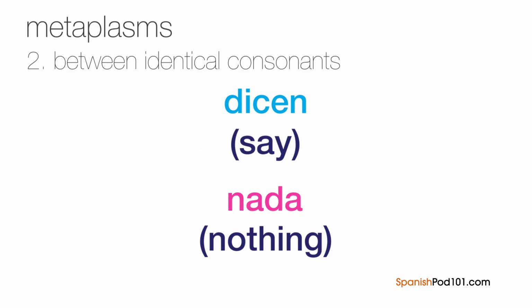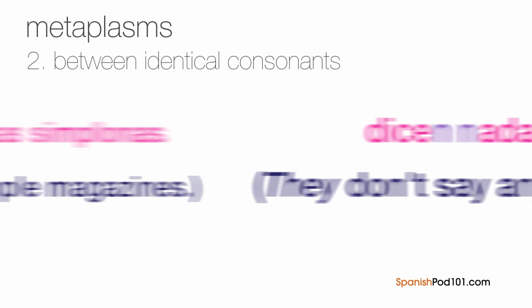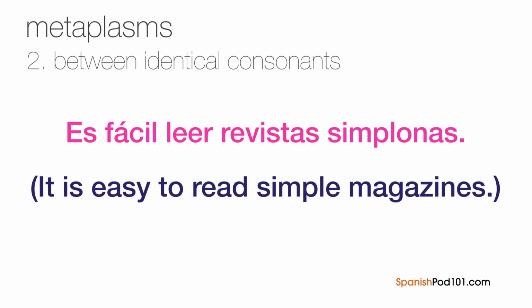Now that we've looked at connecting words together between vowels, let's take a look at connecting consonants together. Dicen nada. As you can clearly see, consonants can also be combined in Spanish. How about this one? Es fácil leer revistas simplonas. Unlike vowels, however, consonants can only link if the sound is completely identical. That's why the S and F are not connected in this example. Listen to Alex again. Es fácil leer revistas simplonas.